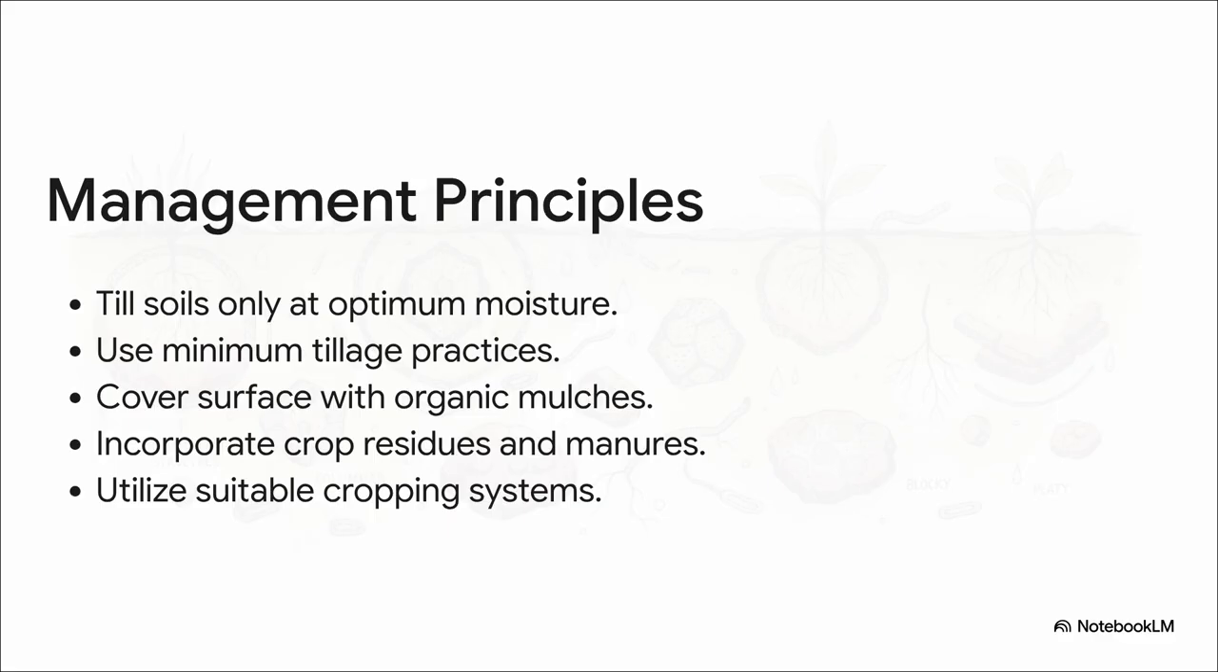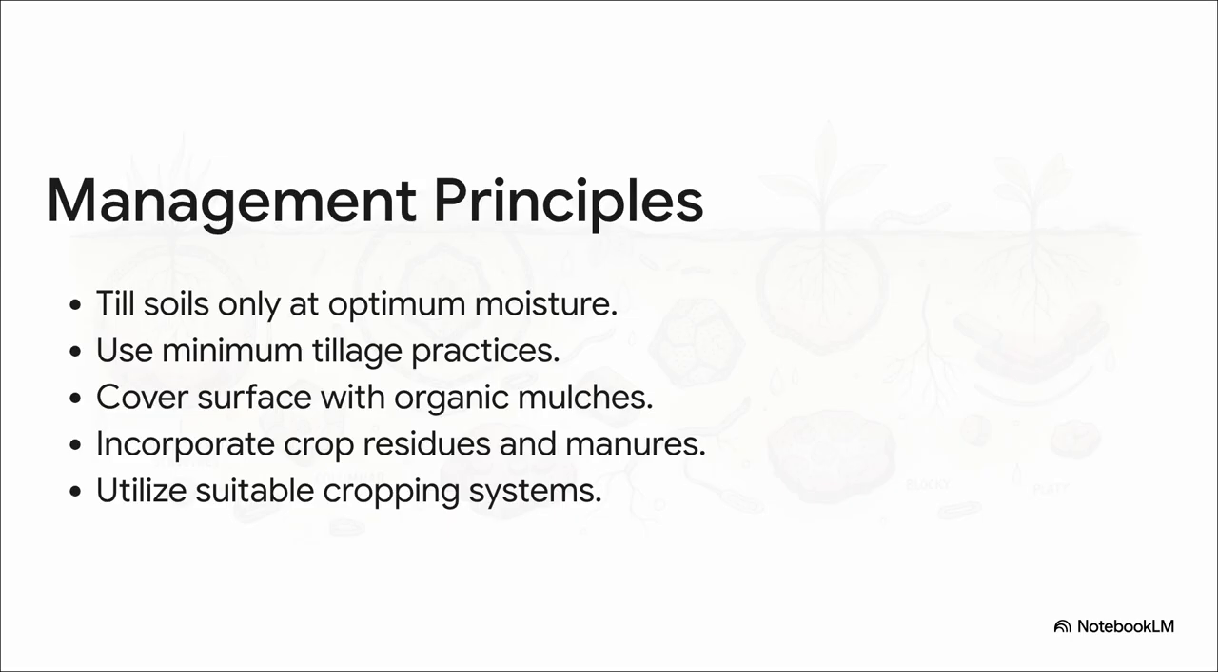Because it's so important, maintaining and improving soil structure is a massive challenge in cultivated lands. Management principles focus heavily on mitigating aggregate destruction. That means only tilling soils at optimum moisture conditions to ensure the least possible destruction. It also means utilizing minimum tillage to stop the loss of aggregate stabilizing organic substances.